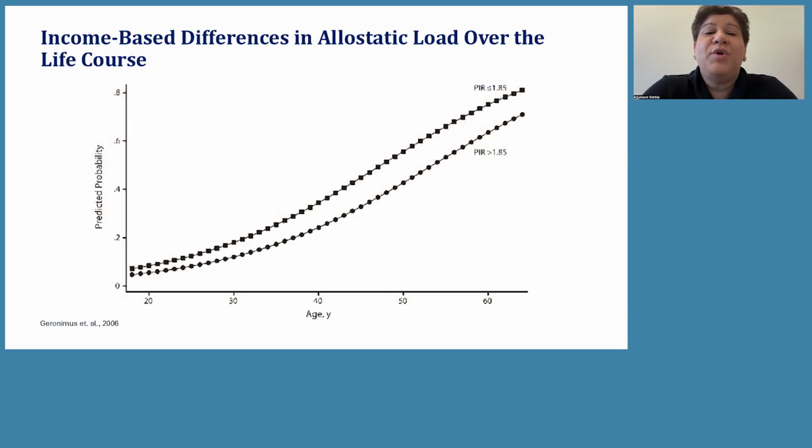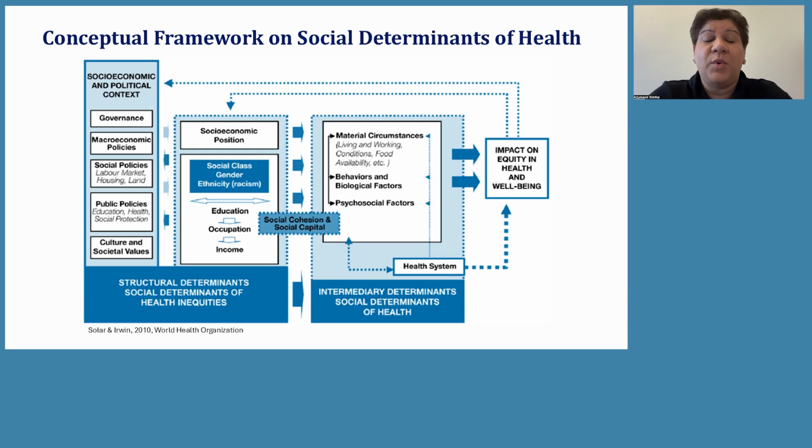So let's put all of that together. The idea that we have socioeconomic differences in health and that these differences are sort of mediated, explained mechanistically by a range of things from health behaviors to allostatic load and beyond. And this is the World Health Organization's conceptual framework on social determinants of health. It is sort of fairly ubiquitous. It's, I think, a very clear framework, but there are others that you might see that are similar as well.